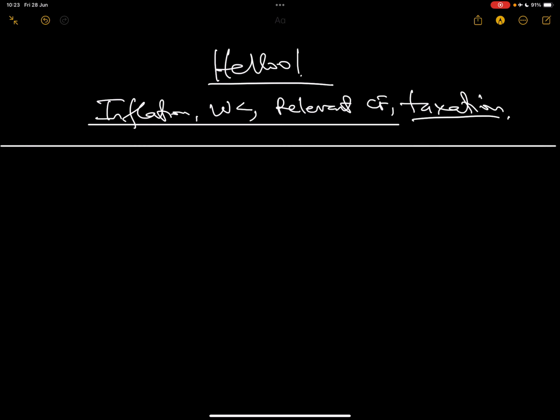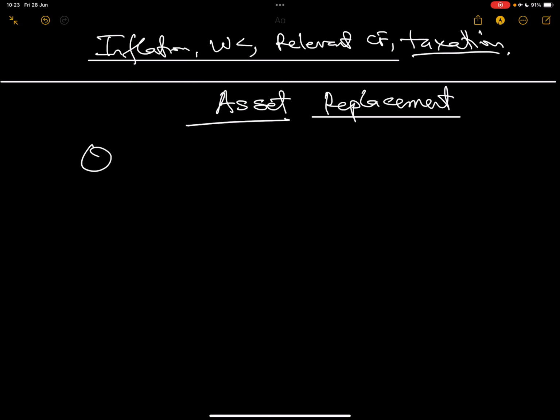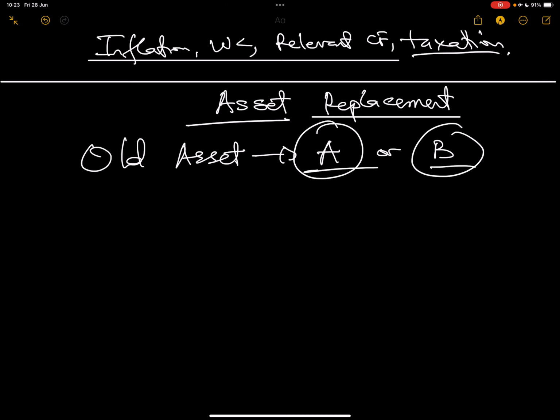In the previous video, if you missed it, please go back and watch those videos, because today we're going to start asset replacement. We are still on net present value. Now I want to look at the asset replacement concept. What are we talking about when we're talking of asset replacement? We're saying you have an old asset and you need to change it. Should you change it with asset A or asset B? That is the question. What will you consider to decide whether you are buying A or B? Or should you even be changing the old asset?